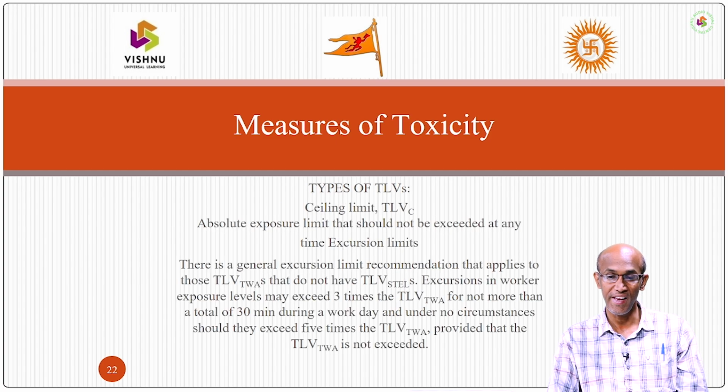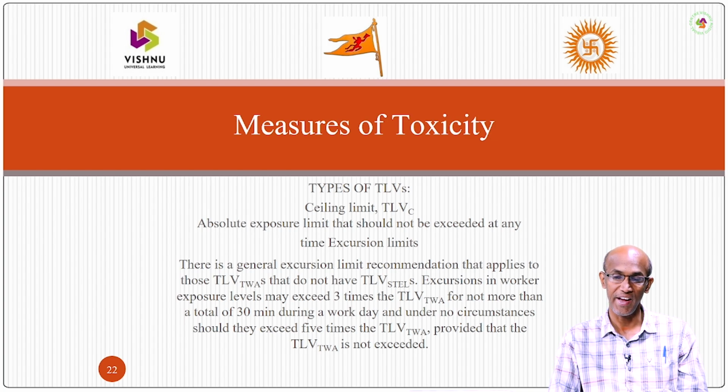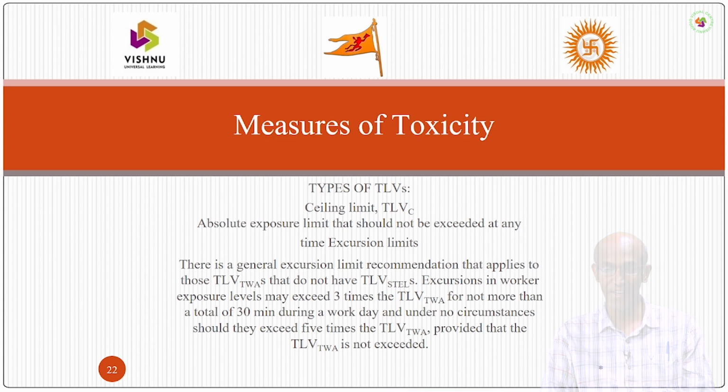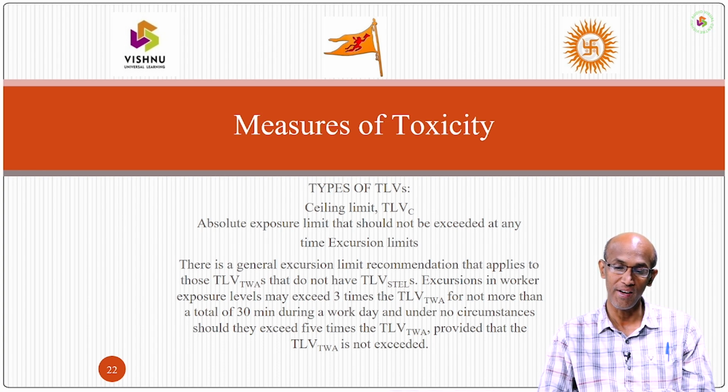Types of TLVs. Ceiling limit: absolute exposure limit that should not be exceeded at any time. Excursion limits: there is a general excursion limit recommended that applies to those TLV-TWAs that do not have TLV-STELs. Excursions in worker exposure levels may exceed 3 times the TLV-TWA for not more than a total of 30 minutes duration a workday, and under no circumstance should they exceed 5 times the TLV-TWA, provided that the TLV-TWA is not exceeded.